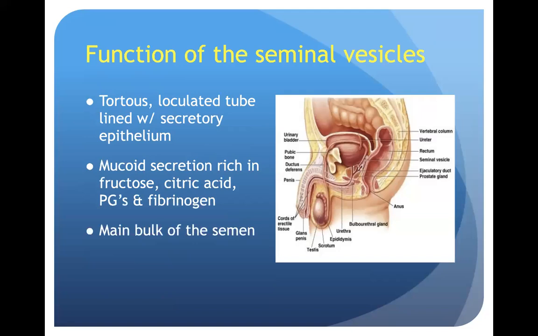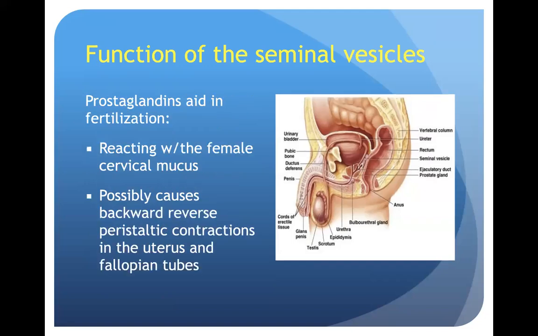So as mentioned, majority of the semen comes from the seminal vesicles. So as a review, your seminal vesicle is a tortuous loculated tube lined with secretory epithelium. And they secrete no mucoid rich in fructose, citric acid, prostaglandins, and fibrinogen. So again, your seminal vesicles secrete the main bulk of the semen. Okay?